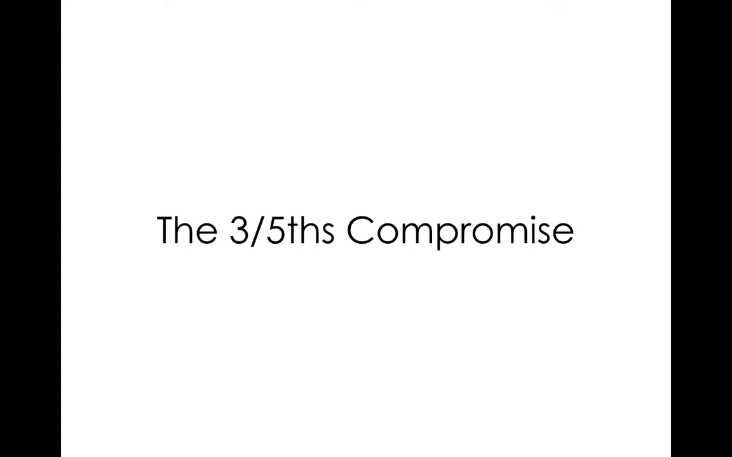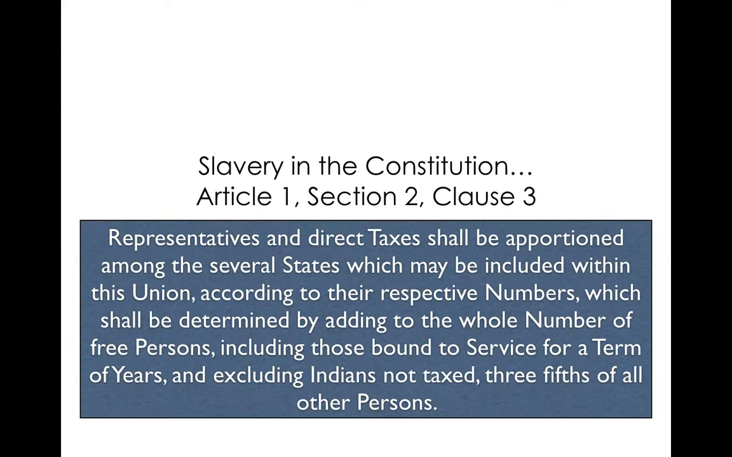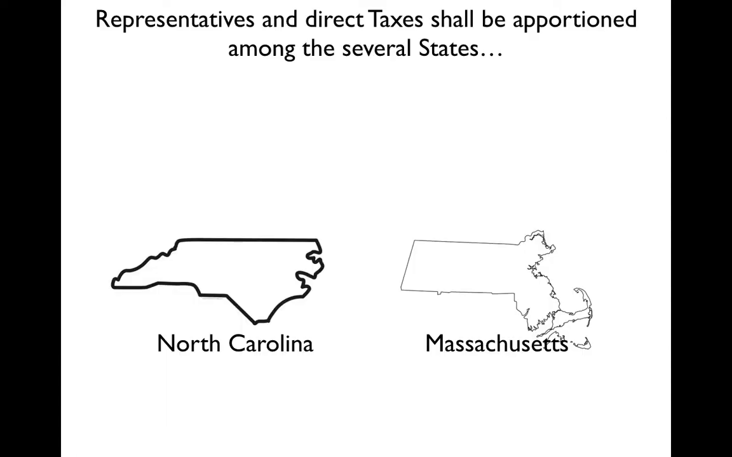The other representative conflict is the infamous Three-Fifths Compromise, which is our racist legacy in this country. So in the Constitution, it says that representatives and direct taxes shall be apportioned among the several states, which may be included within this union according to their respective numbers, numbers meaning population, which shall be determined by adding to the whole number of free persons, including those bound to service for a term of years, and excluding Indians not taxed, 3/5 of all other persons. All other persons is code for slaves.